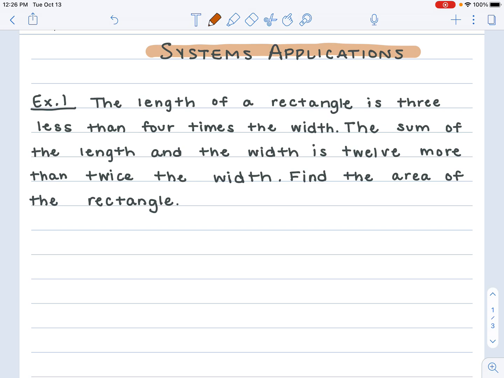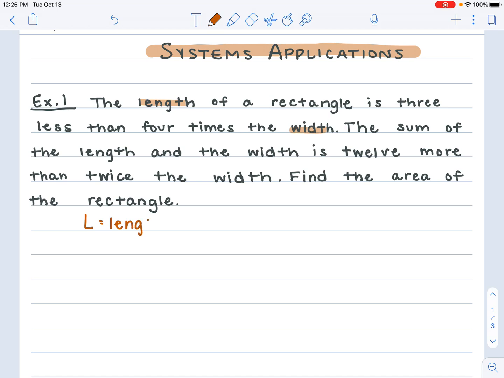I recommend pausing this video and writing this all down real quick. It says the length of a rectangle is 3 less than 4 times the width. The sum of the length and the width is 12 more than twice the width. Find the area of the rectangle. So there's a lot going on here, so you kind of have to dissect what it's looking at. So the first thing it's looking at is we have length, all right, and we have width. So those are going to be our two variables.